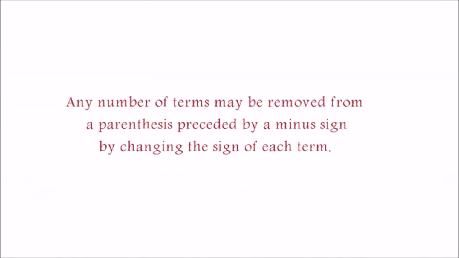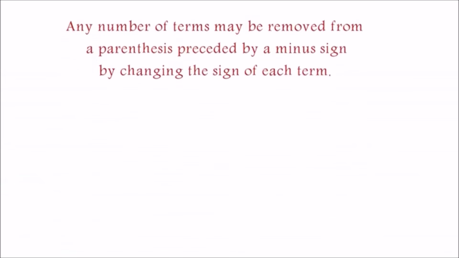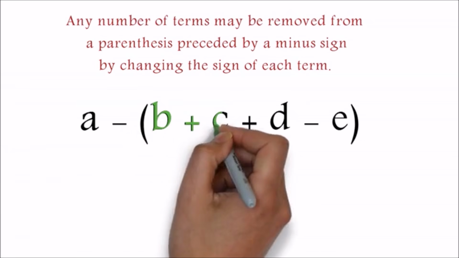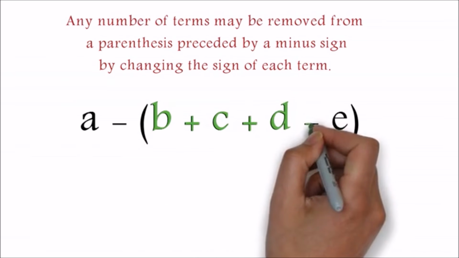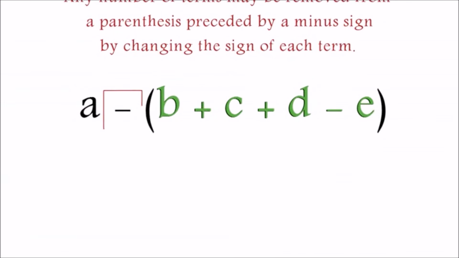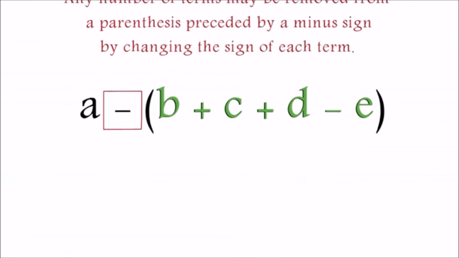More on parentheses. Any number of terms may be removed from a parenthesis preceded by a minus sign by changing the sign of each term. Example, we have b plus c plus d minus e in parentheses, and the parentheses is preceded by a minus sign.